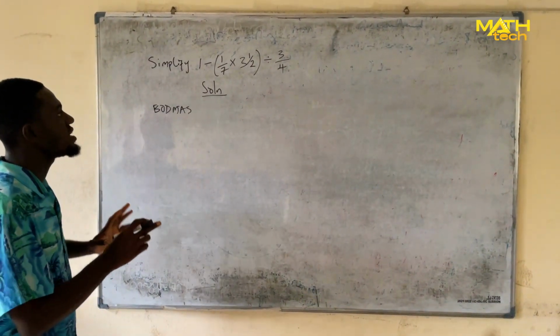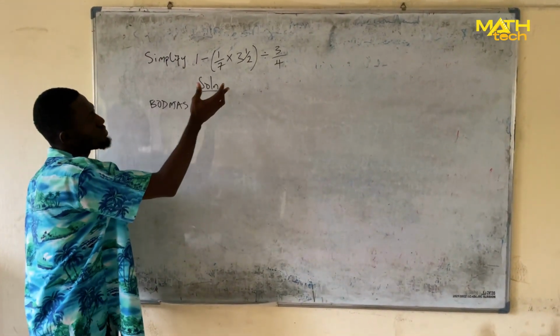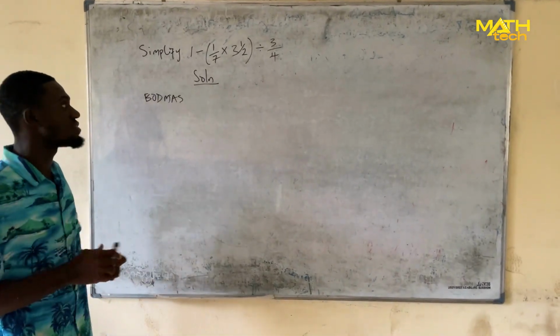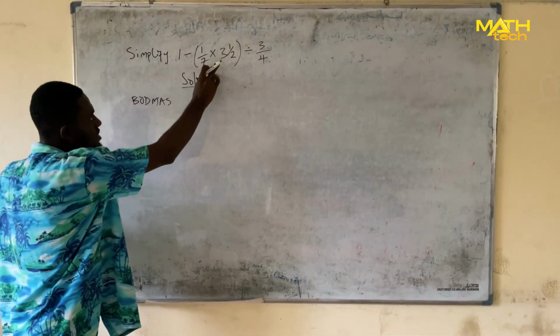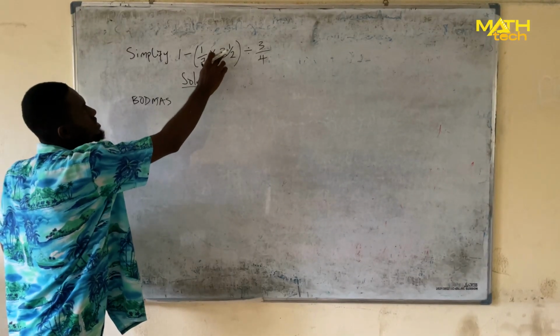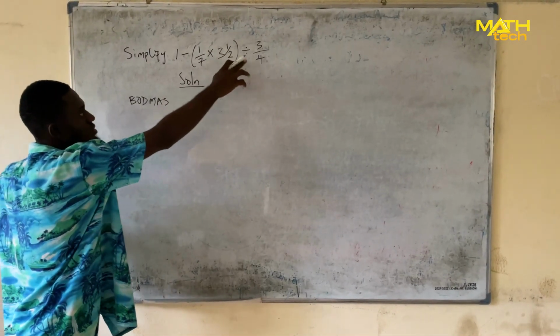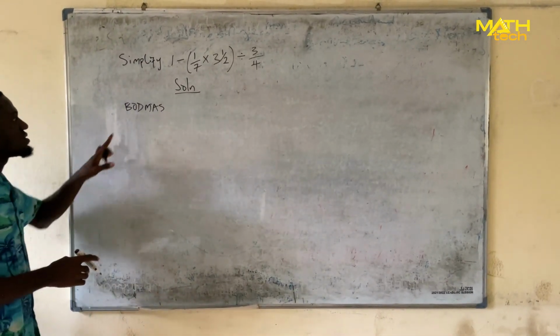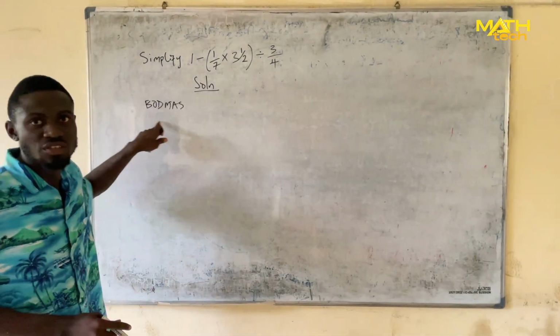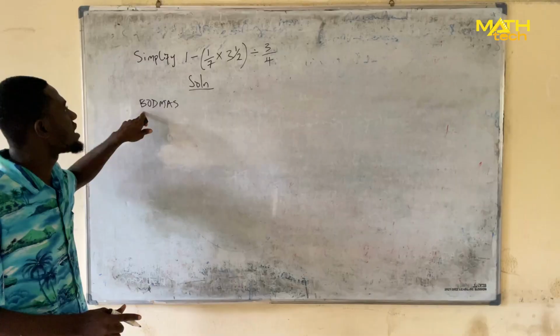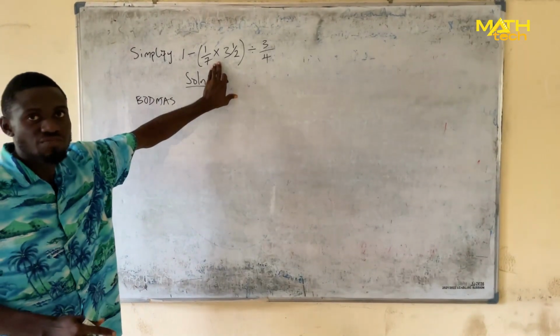But that's not the problem. Let's look at how we can solve this question, very simple and very fast. So now we are asked to simplify 1 minus bracket 1 over 7 times 3 whole number 1 over 2, bracket close, divided by 3 all over 4. Now this is from BODMAS. What precedes every other operation is the brackets. So now we'll basically simplify the bracket first.